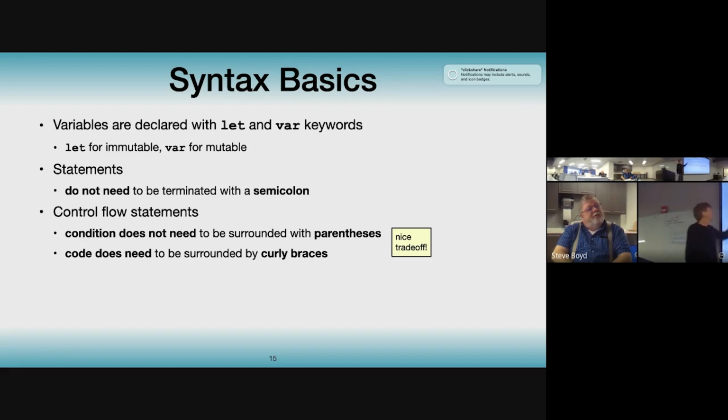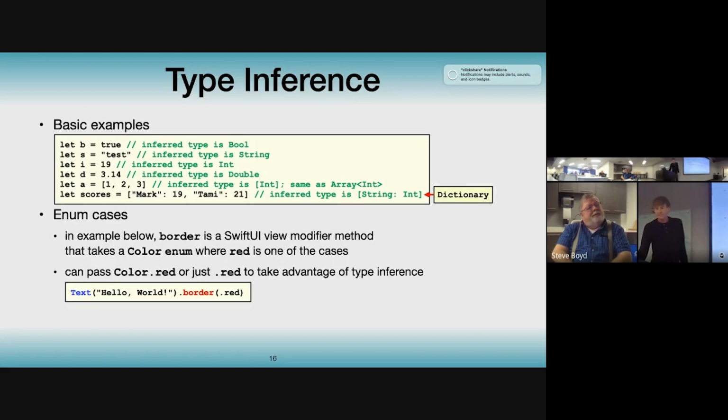You do not terminate statements with a semicolon. And in control flow statements, when you have a condition like in an if or a while loop, you don't put parentheses around the condition, but you must put curly braces around the statements. This is an interesting trade-off, and one that I really like now that I've gotten used to it. You see so many fewer parentheses in Swift code. And we'll see examples of that in the very next slide.